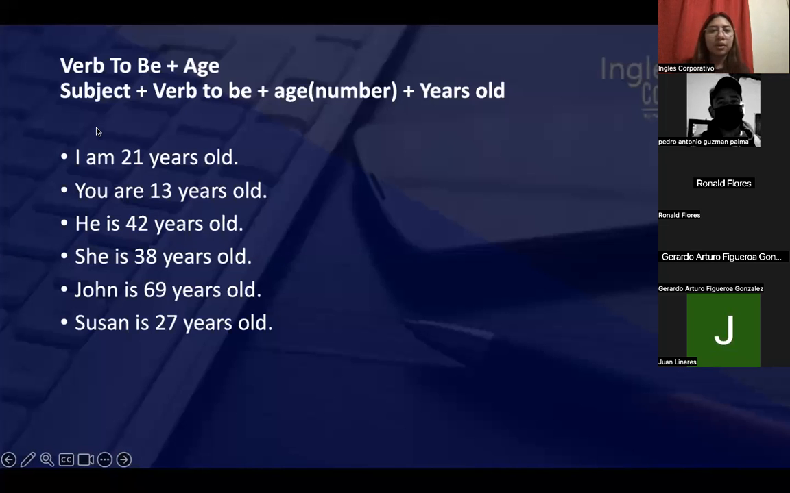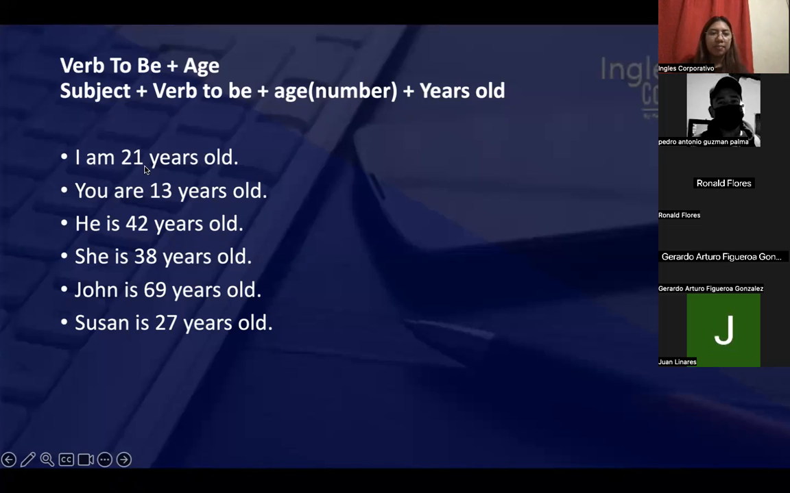Y acá tenemos ahora para las ages, para las edades. Tenemos una pequeña fórmula para decir la edad, nuestra edad o la edad de alguien más, right? Tenemos el verb to be plus the age. Tenemos acá la fórmula que es el sujeto plus the verb to be, el verbo to be. Tenemos plus the age, o sea, el número de la edad, plus years old.